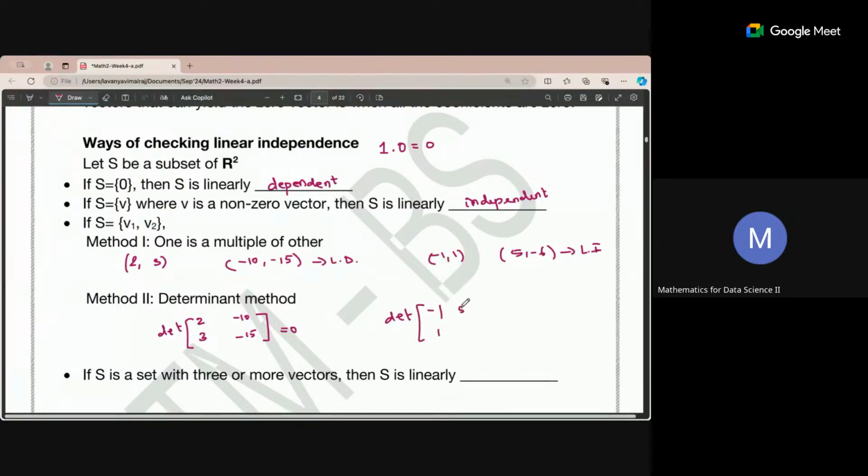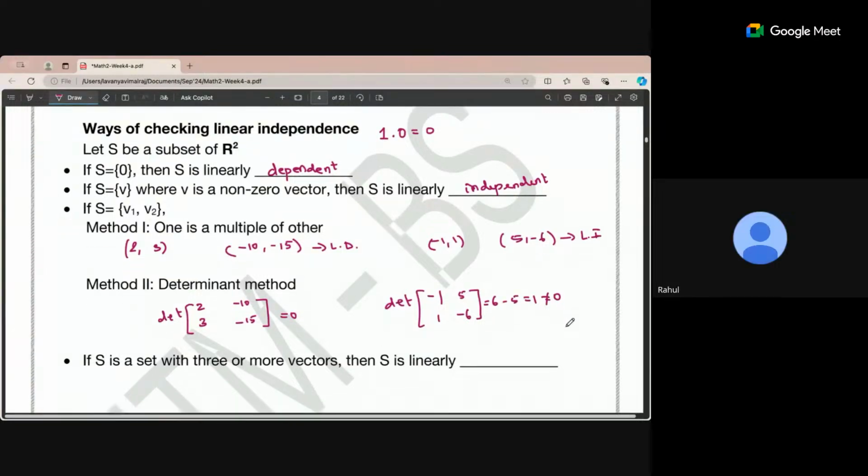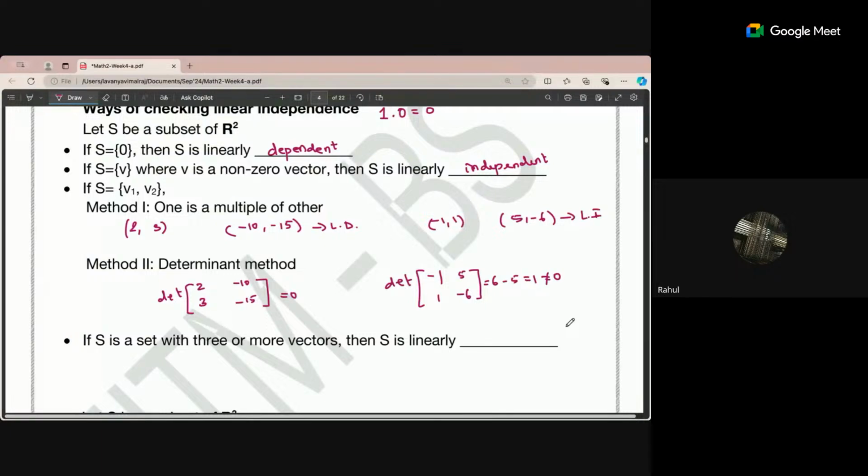And what is the determinant of this matrix? Non-zero. 6 minus 5 is 1, so it is non-zero. So you can use the determinant method also. For R2 you can straight away tell, but you should also know that from the determinant also you can tell.